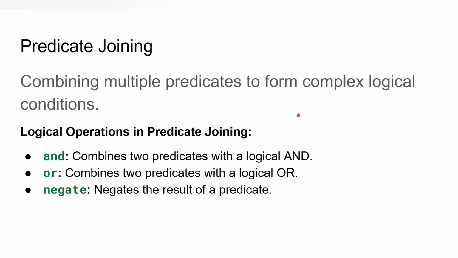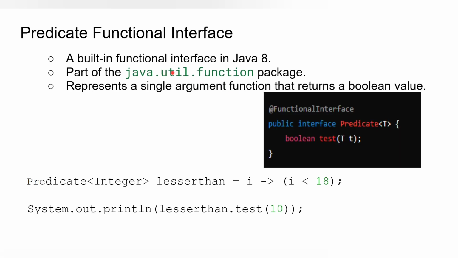In the previous video, we have learned about predicate functional interface. What is a predicate functional interface? It is a built-in functional interface. It has only one abstract method as it is a functional interface, and the name of the method is test, which will return us the boolean result or the boolean value as per checking the conditions. So we have already seen the demo of predicate functional interface.